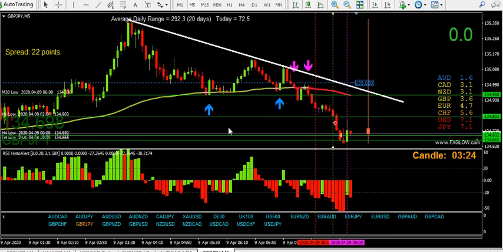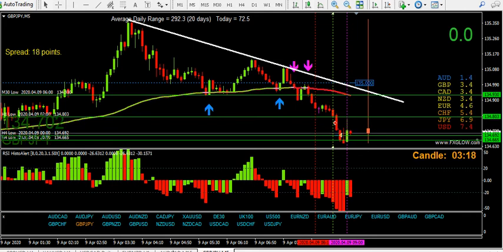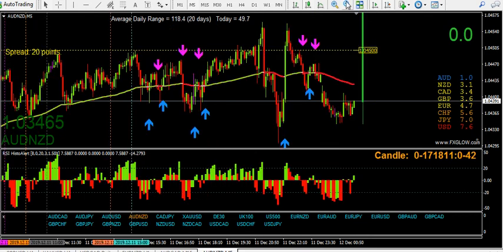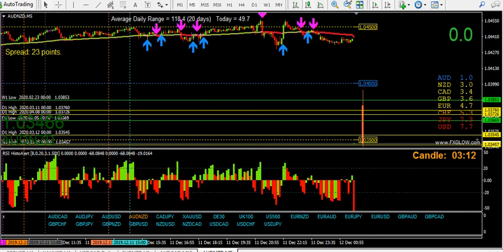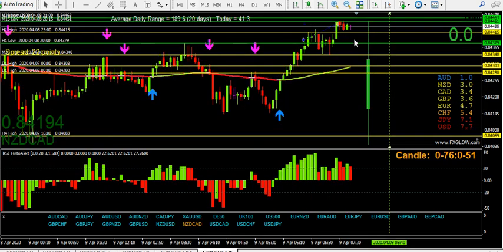Never get greedy. If I'd have got greedy in that Aussie CAD long trade that I took, I think it was, no, it was Aussie NZD, wasn't it? Let's have a look at that. Let's drag that trade onto there. No, it was NZD CAD. I'm talking out of my backside. If I'd have got greedy on that one there, I would have to now suffer massive drawdown.